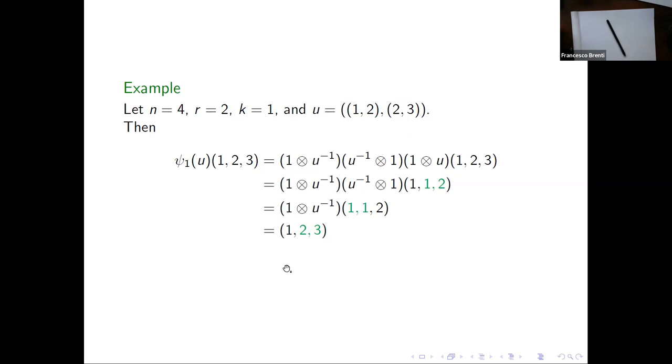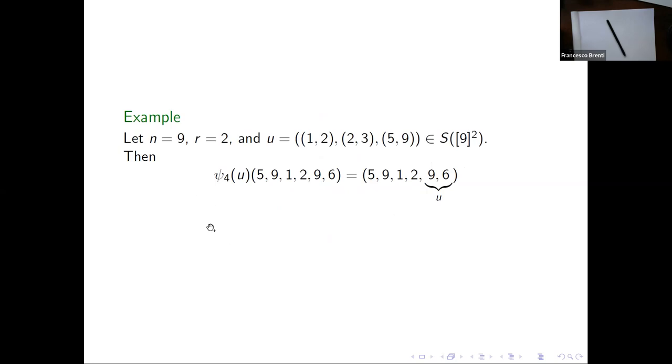So let me give you a slightly more complicated example. Let's take a square of size 9, and as a permutation I'll take a three cycle. This sends 1,2 to 2,3; 2,3 to 5,9; and 5,9 back to 1,2. So it's a permutation of the discrete square of size 9. And I want to compute psi sub 4 of u. This is going to act on the 4 plus 2, the six-dimensional discrete cube of size 9.